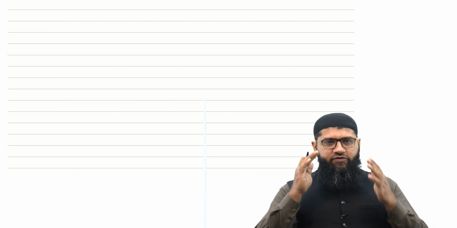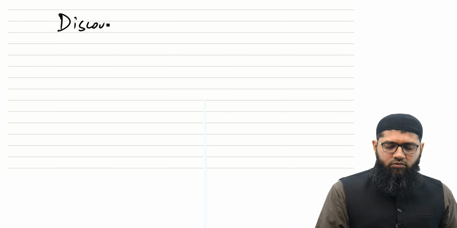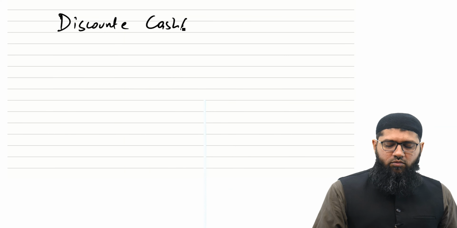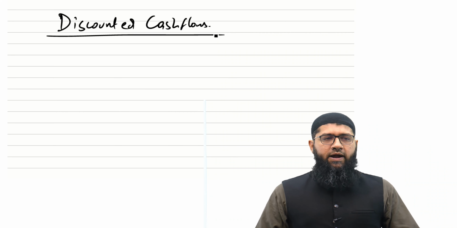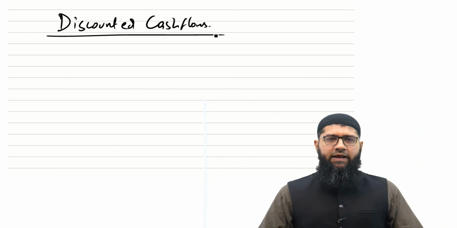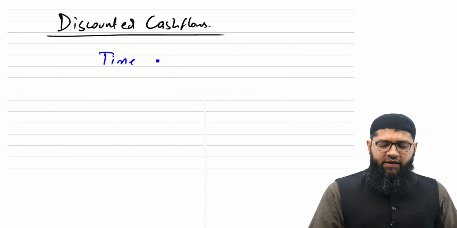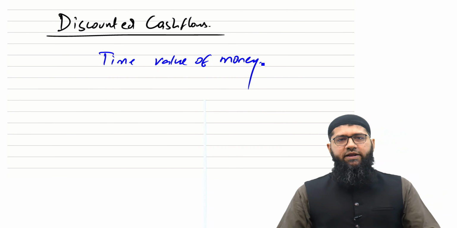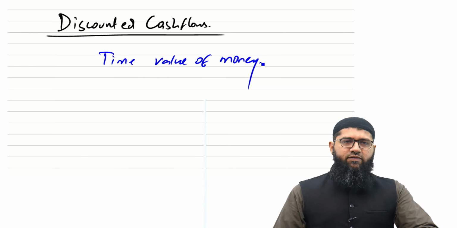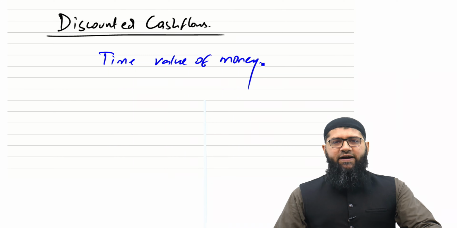The next aspect of the technique is the discounted cash flows. So what are the discounted cash flows? You know this thing, that when we talk about the discounted cash flows, it's actually incorporating the effect of time value of money. I repeat, discounted cash flows incorporate the effect of time value of money. How do we incorporate the effect of time value of money?